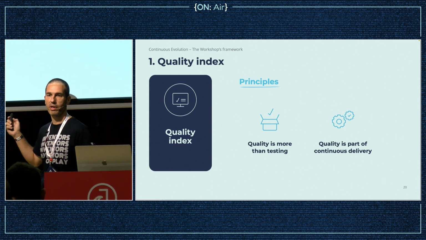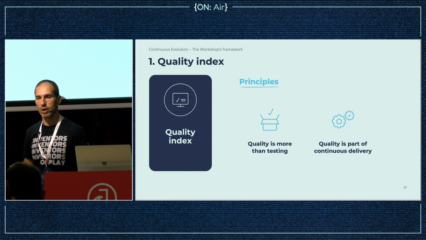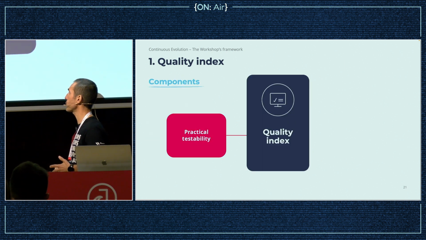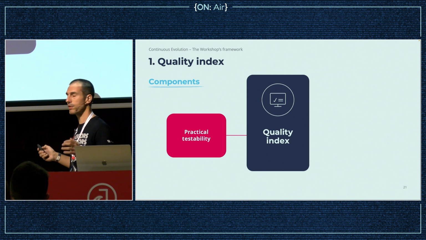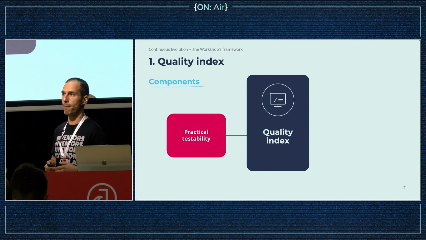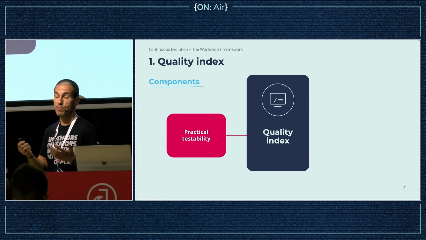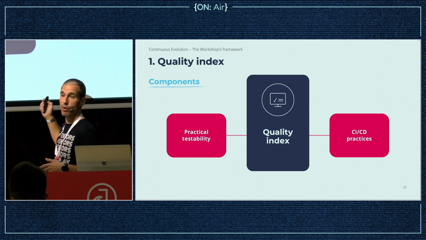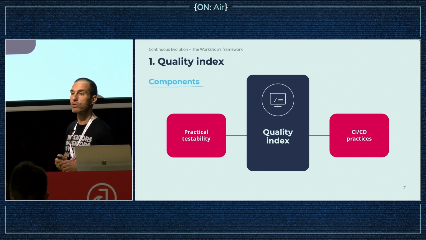These two principles are extracted from our organizational quality strategy. With this in mind, quality index is measured with two components. First, measured through the practical testability, which measures how testable are our products under certain conditions. And second, the alignment of our products to the continuous integration and continuous delivery practices.